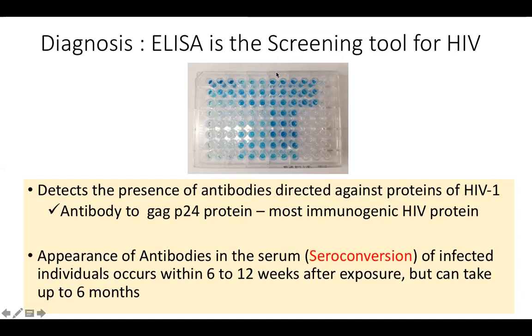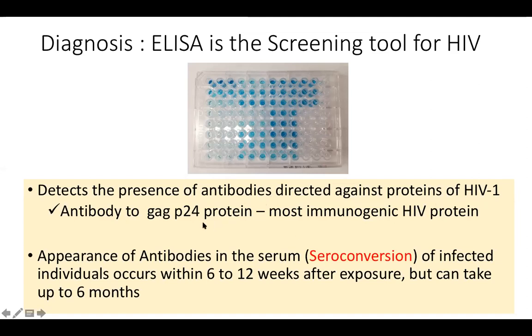So ELISA is the screening tool. It's an antibody based test, so it can detect either antigens or antibodies. Okay, it can be used both ways. You will learn this in microbiology and in pathology. But in this case, the principle is that it is detecting the host antibodies. So if I am the person being tested, the ELISA test will try to see if I have mounted an immune response and if I have generated antibodies against proteins of HIV1.